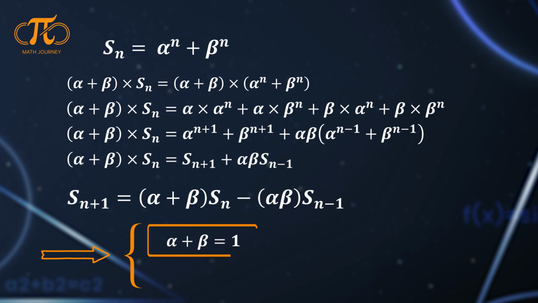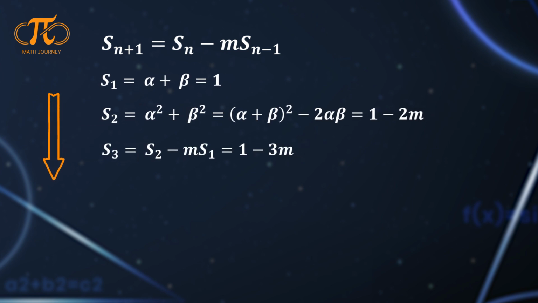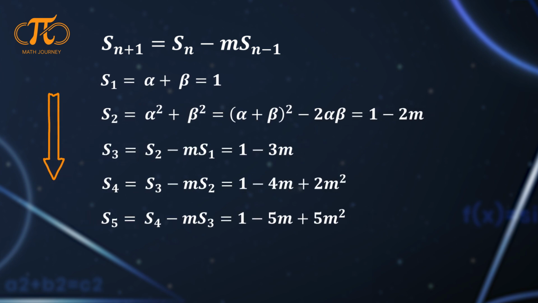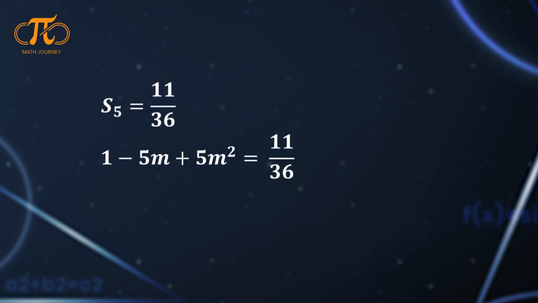Since alpha plus beta equals 1, we can define the product alpha times beta as the variable m. So, the relation simplifies to s of n plus 1 equals s of n minus m times s of n minus 1. Now, we'll express each subsequent s of n in terms of m for s1 to s6. To continue, we need to find the actual value of m. Fortunately, we were given that s of 5 equals 11 over 36. We can use this information to solve for m.